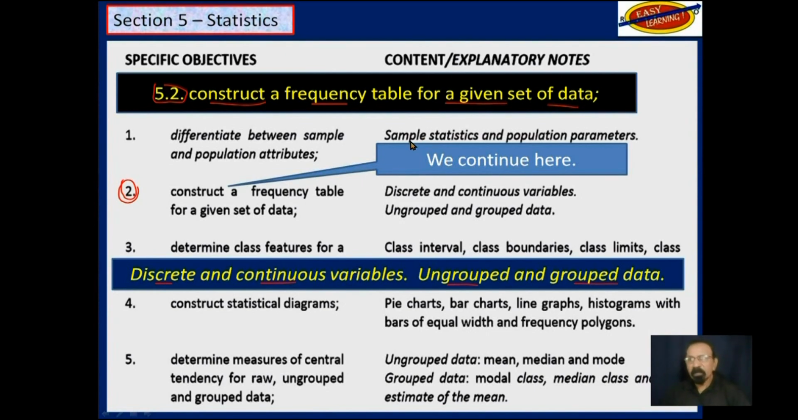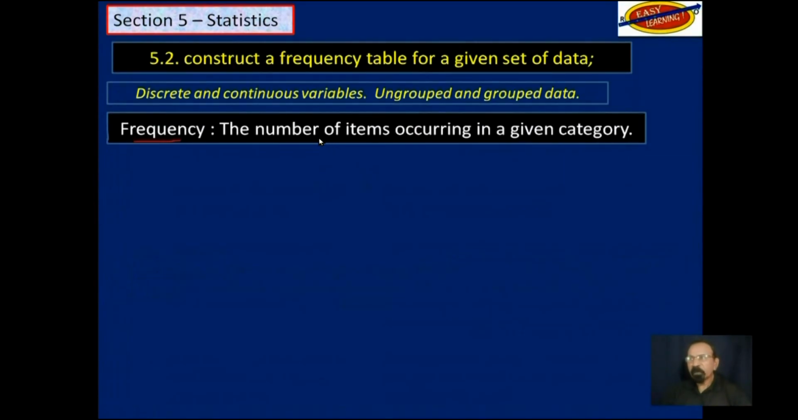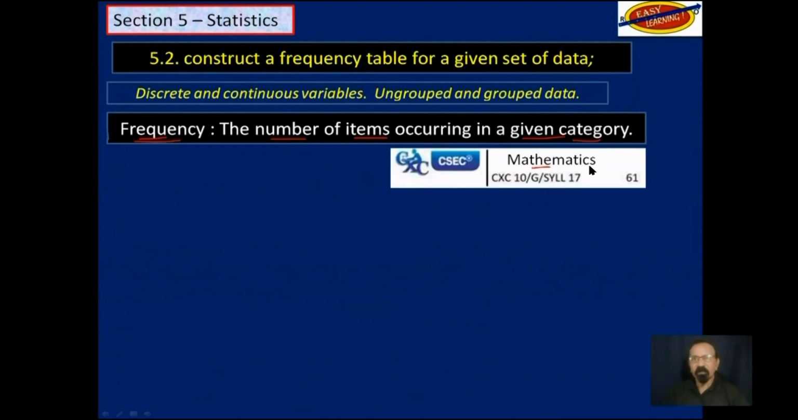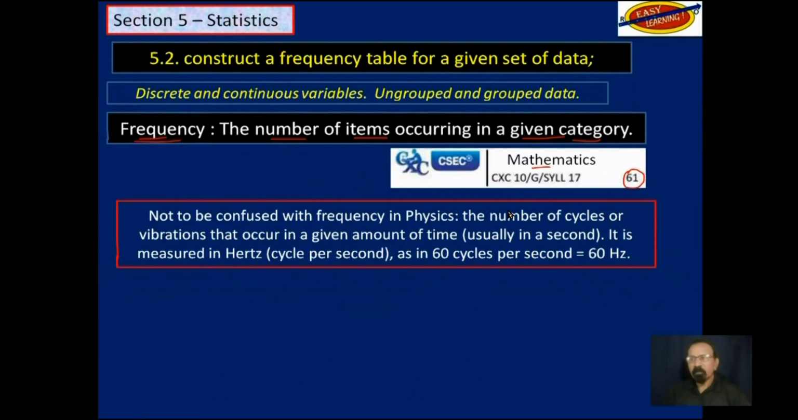And humanity has been doing this for thousands of years. So what do we mean by frequency? Your syllabus says, in its definition, the number of items occurring in a given category. That's from your mathematics syllabus, page 61. Now, do not confuse that with frequency in physics, which is something completely different.